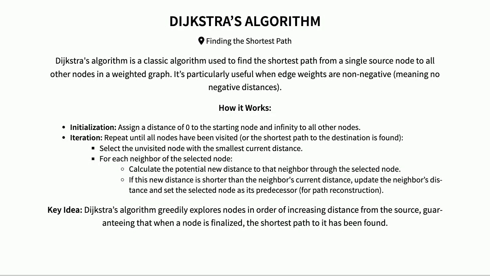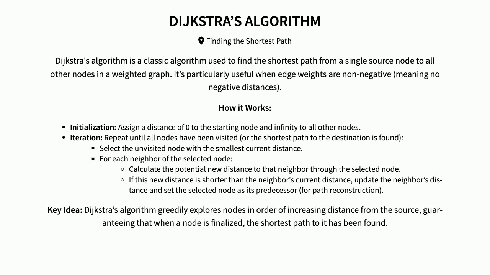Okay, let's talk about Dijkstra's algorithm. It's a really powerful tool for figuring out the quickest way to get around in a network. Think of it like finding the best route on Google Maps. Essentially, it's designed to find the shortest path from one starting point to all other points in a graph where the distances between those points are all positive.